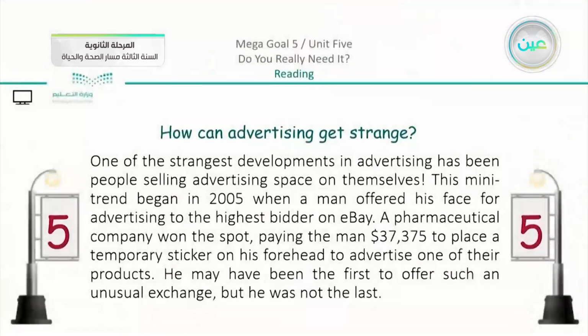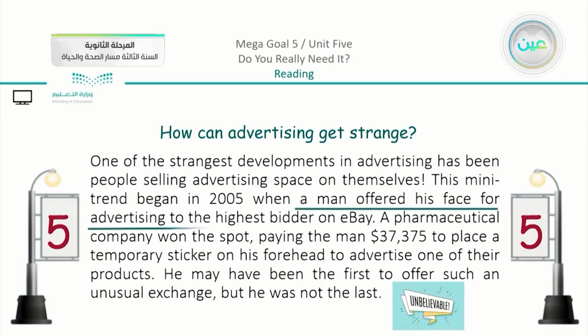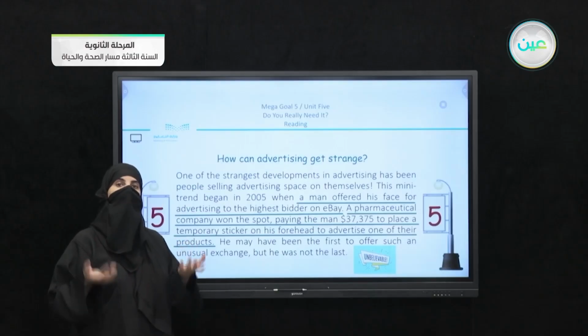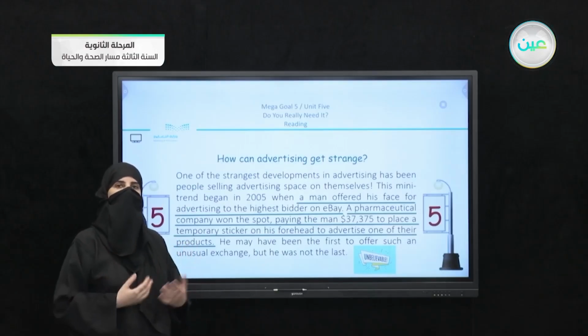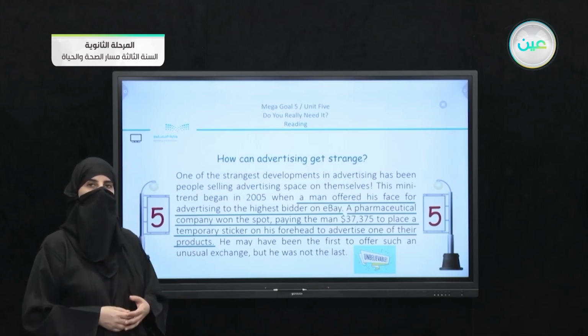And going back to our question here, how can advertising get strange? We can see here, for example, and it is going to be the interesting fact that we have here at the same time. Now we can see that when a man offered his face for advertising to the highest bidder on eBay. Now what did this man do? He offered to just paint or to have the advertisement drawn on his face to attract attention. And he advertised for himself on eBay.